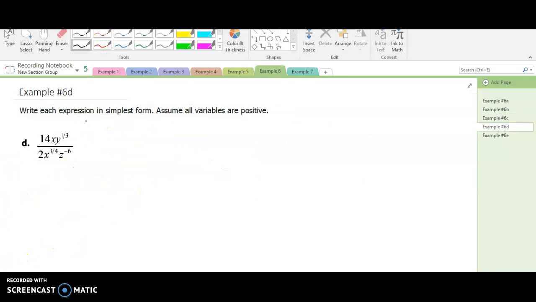All right, let's look at D. Now I'm still going to separate these like I normally do. Okay, so I'm just going to do this as 14 over 2 times x over x to the 3/4 times y to the 1/3 over, well, 1, there's just one y, over, and then we have a z to the -6 on top, so I'm going to put 1 over z to the -6.